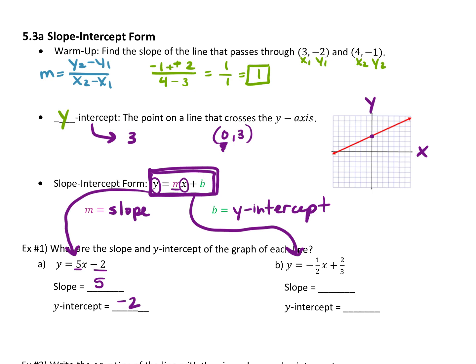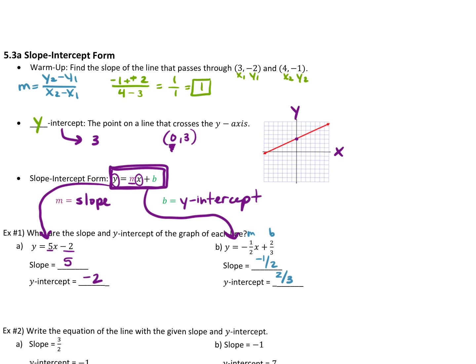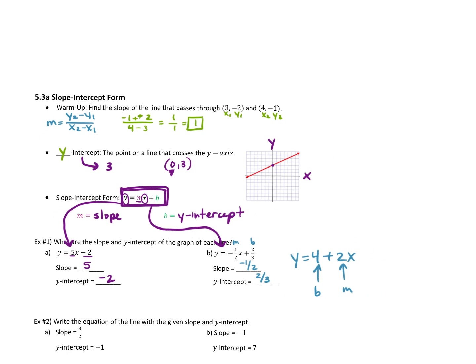All right, hopefully you said your slope is negative 1/2, and your y-intercept is 2/3. Okay, so this is m, this is b. Now, just something to think about. If I were to give you y equals 4 plus 2x, now this is your y-intercept and this is your slope. So the slope will always be paired or butt up against your x value. So in 2x, the 2 is your slope, okay?